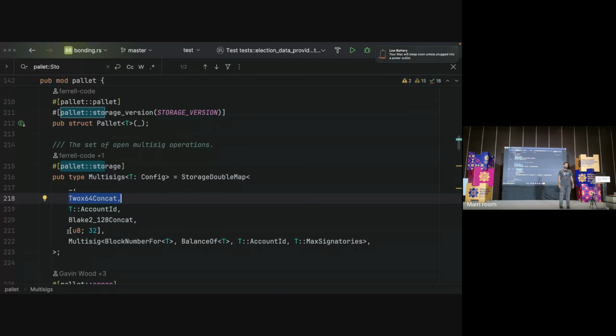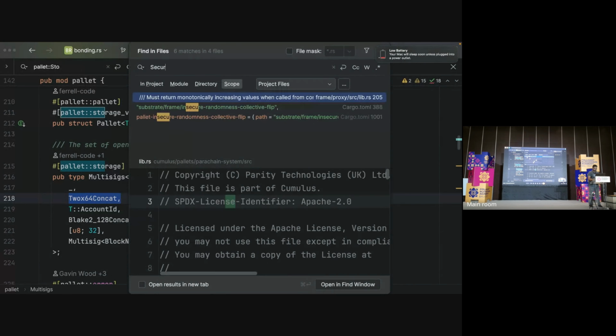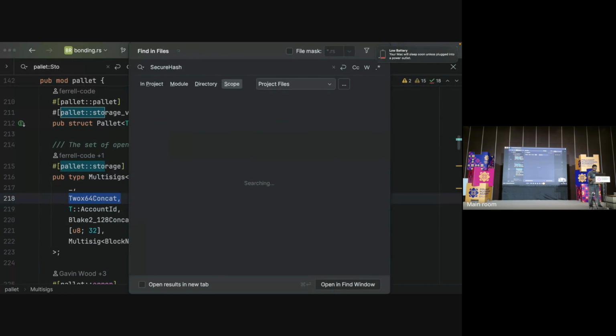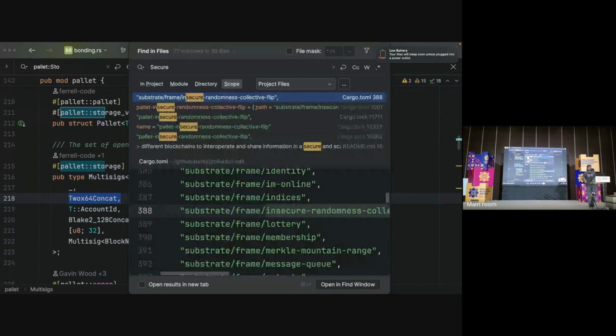Okay, so if I understand it correctly, it will take the account ID, hash it with the Twox64, and then add the account ID at the end. Yes. Okay. Yes.